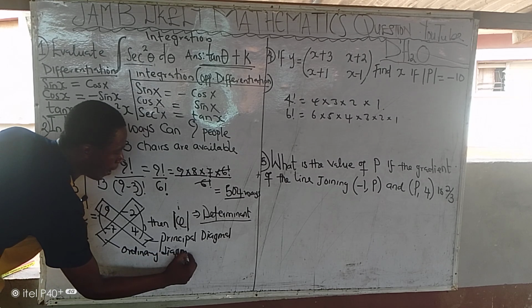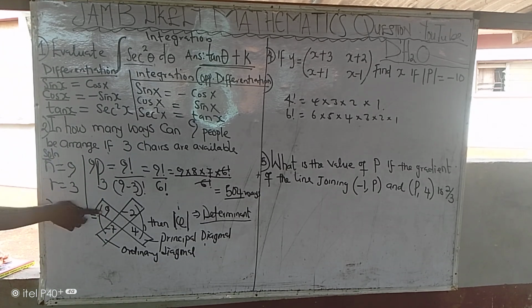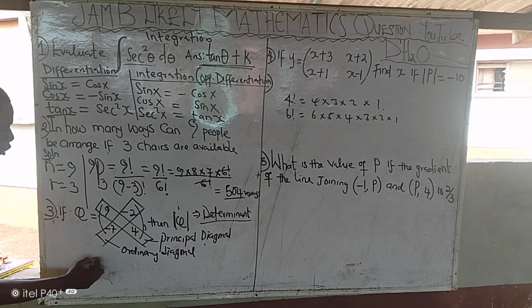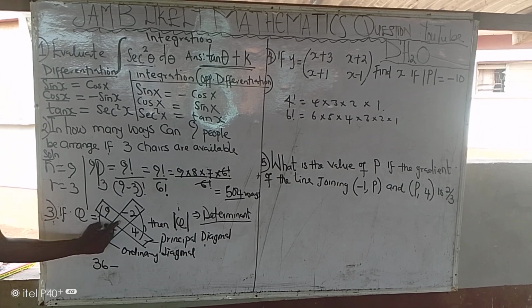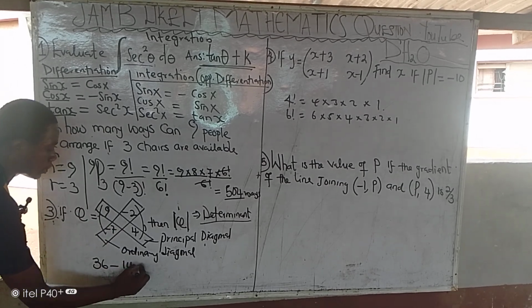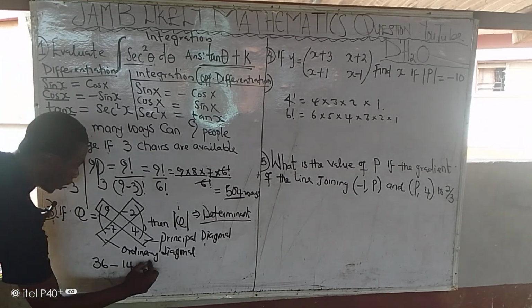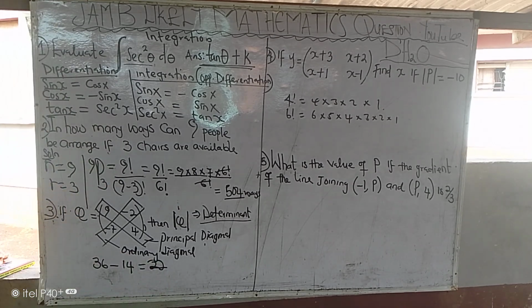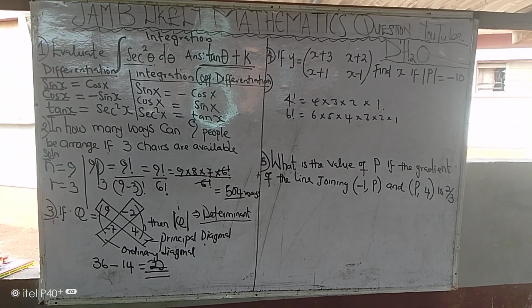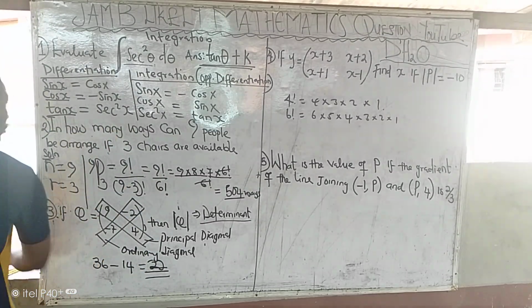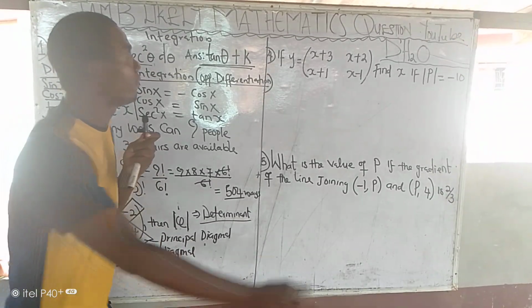So how do we solve for the determinant? You multiply these two to give you 36, minus, you multiply these two to give us 14. Now, 36 minus 14 will give us 22. This is the determinant of the matrix. Let's quickly do this. How do we solve the determinant of this matrix?